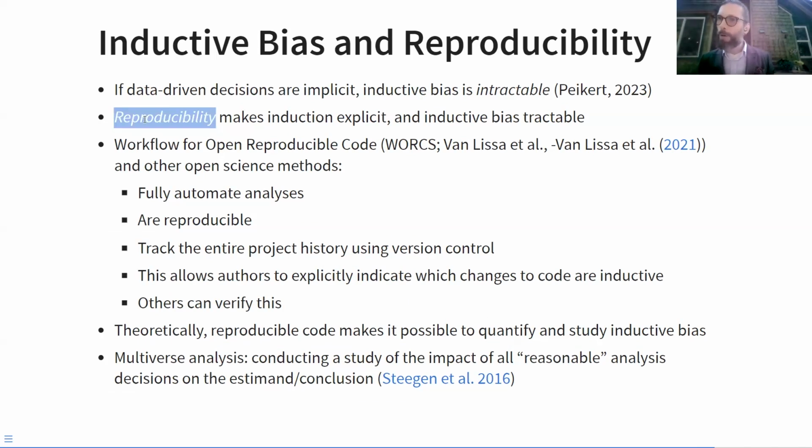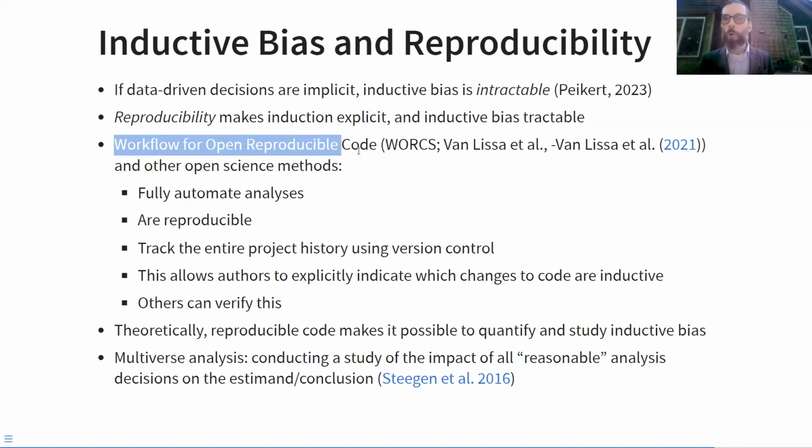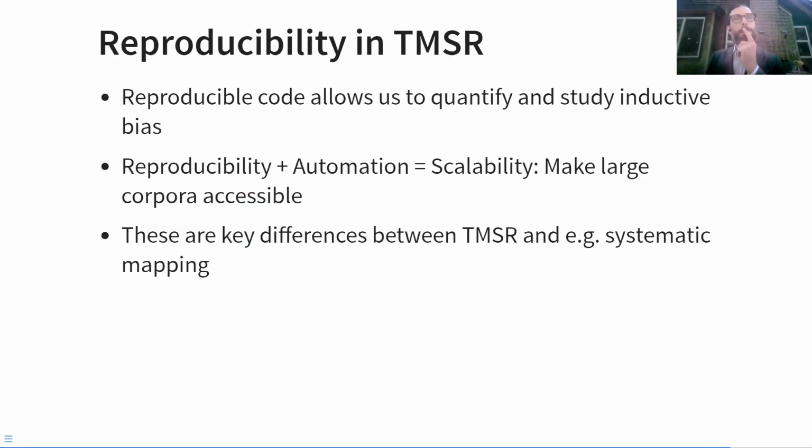But if I work in a fully reproducible manner, then those inductive steps become explicit, which makes the inductive bias tractable. You can perform a multiverse analysis where you look at how much the results vary if you follow my inductive decisions or if you make your own different decisions. And all of the studies that I've mentioned use the workflow for open reproducible code in science, or WORKS, which makes the analysis fully reproducible, and therefore it's possible to make the inductive bias tractable. So reproducible code allows us to quantify and study the effect of inductive bias.